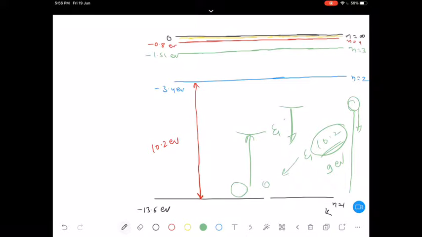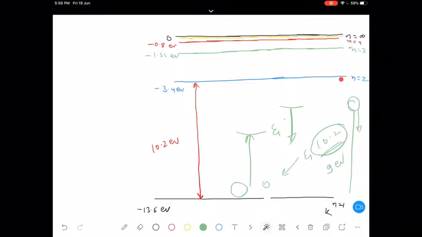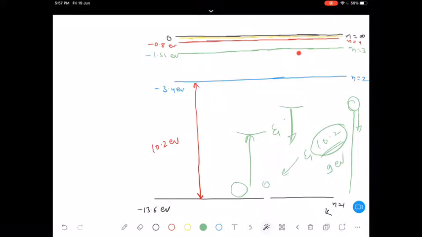But if you are supplying 10.2 electron volt, it will reach this n equals 2. Now what happens if I supply energy greater than 10.2 electron volt but less than this difference? This is coming out to be around 12.09 electron volt. So let's say if I supply 11 electron volt of energy, it will reach here somewhere.